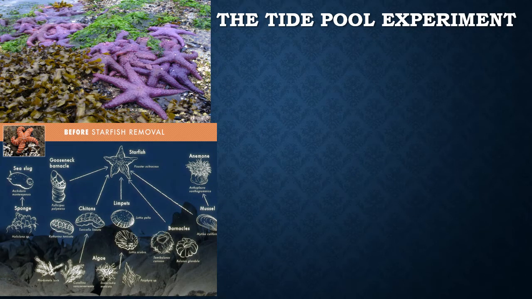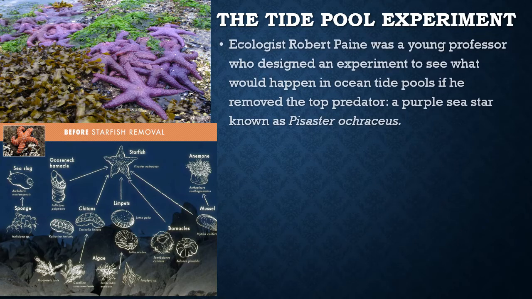So the experiment we're talking about today, I've dubbed the tide pool experiment. Some might know it as the starfish experiment, but it is actually a really big experiment in biology. What it involved was a young professor at the time by the name of Robert Paine, who designed this experiment, I believe, working in tide pools. I want to say in Washington. It might have been Oregon, but it was somewhere along the northwestern coastal regions.